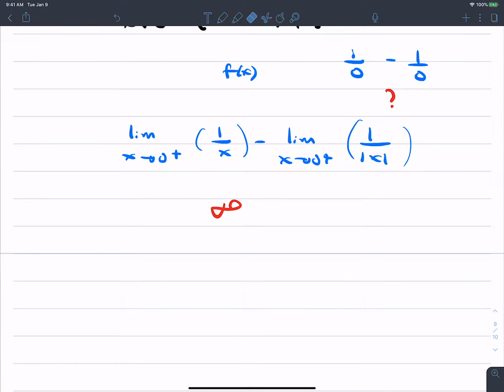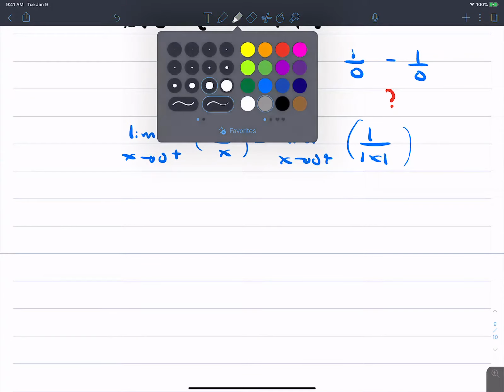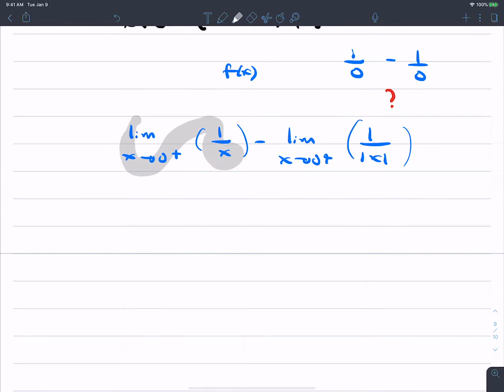Okay, so let me get my eraser. So we have a limit here. This first limit, I'll put it in gray. This limit here is infinity.